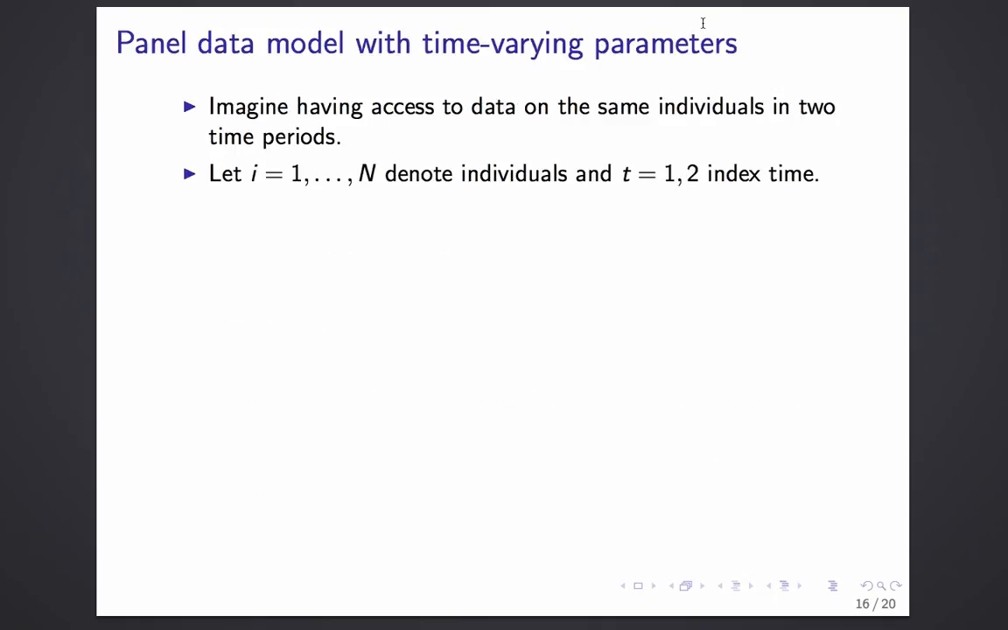Let's look at a panel data regression model that's not completely standard, in the sense that now we allow for the possibility that parameters vary across time periods. So as before, we imagine having access to panel data, meaning we have observations on the same individuals in 2 consecutive time periods. And here, i, as before, denotes individuals and t indexes time.